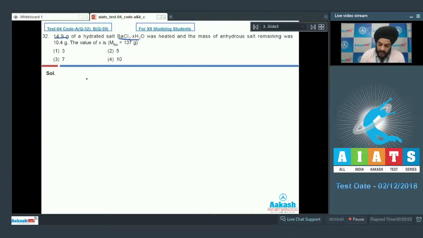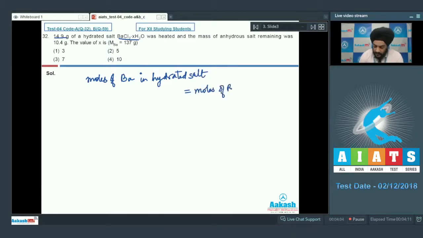So the moles of Ba in the hydrated salt should be equal to the moles of Ba in the anhydrous salt. So we can firstly try to calculate the molar mass of BaCl2. So M of BaCl2 will be equal to 137 plus 71. So it comes out to be equal to 208.